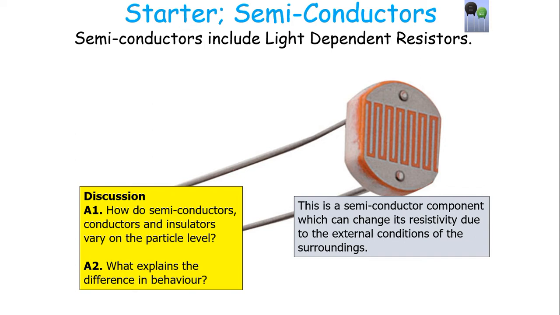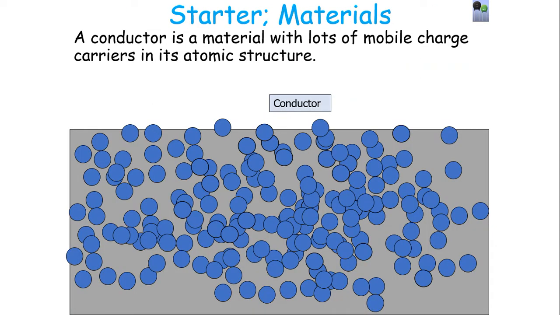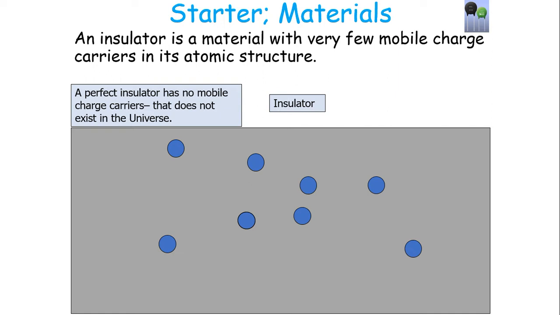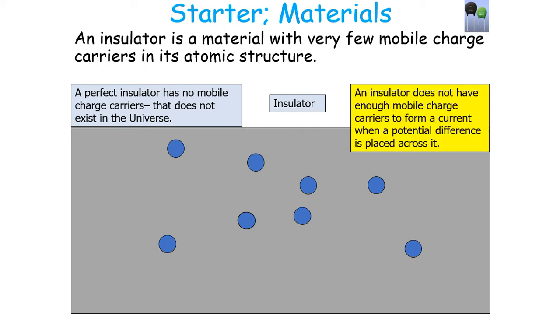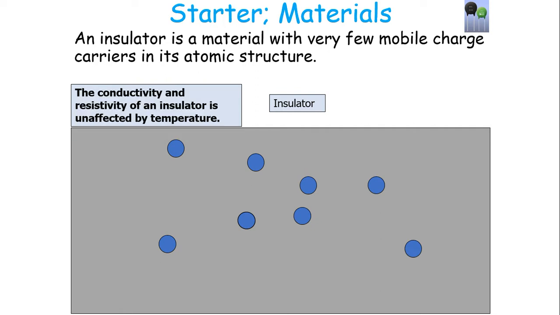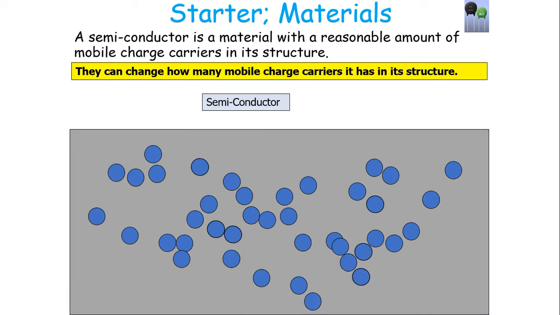Now, how do they vary at the particle level, and what explains this difference? A conductor is a material with lots of mobile charge carriers in its atomic structure. It has enough mobile charge carriers to form a current when a potential difference is placed across it. An insulator is a material with very few mobile charge carriers in its atomic structure. In theory, a perfect insulator has no mobile charge carriers, but we've never observed a perfect insulator in the universe. An insulator does not have enough mobile charge carriers to form a current when a potential difference is placed across it, because the mobile charge carriers are so tightly bound that no energy can liberate them. So conductivity and resistivity in an insulator is unaffected by temperature.